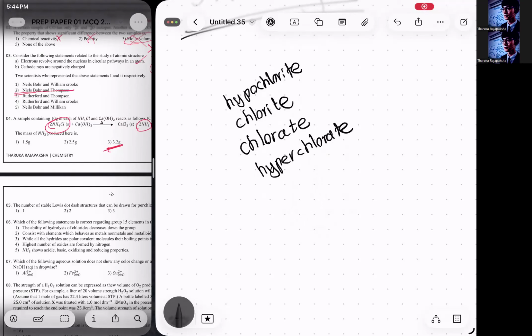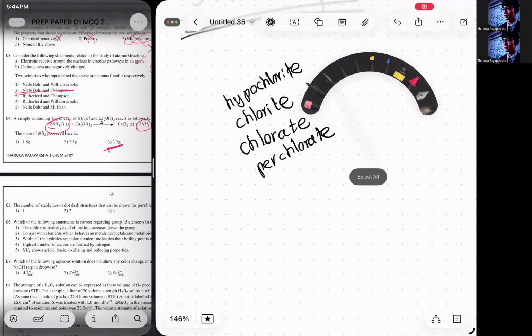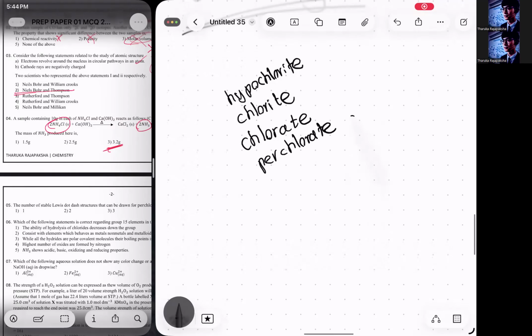But actually, that's not the case. We are going to cut off this hypo part, so you only have perchlorate. So this is going to be ClO4 minus. This is ClO3 minus. This is ClO2 minus. This is ClO minus. There you go.